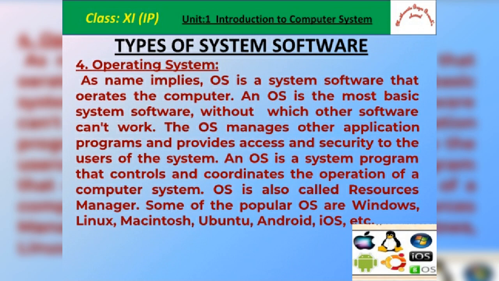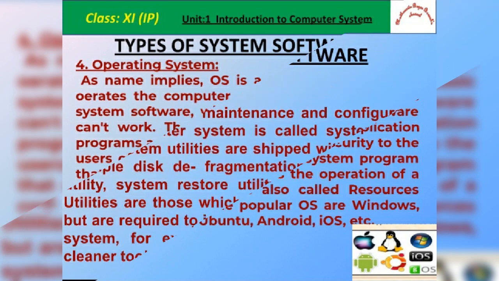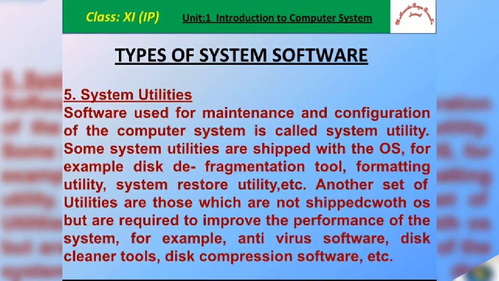Then the next is system utilities. Software used for maintenance and configuration of a computer system is called a system utility. Sometimes we have to maintain our system. If we are working on the computer, sometimes we have to configure it. Some system utilities are shipped with the operating system, for example, disk defragmentation tool, formatting utility, system restore utility, etc. Yes, they are included in the operating system.